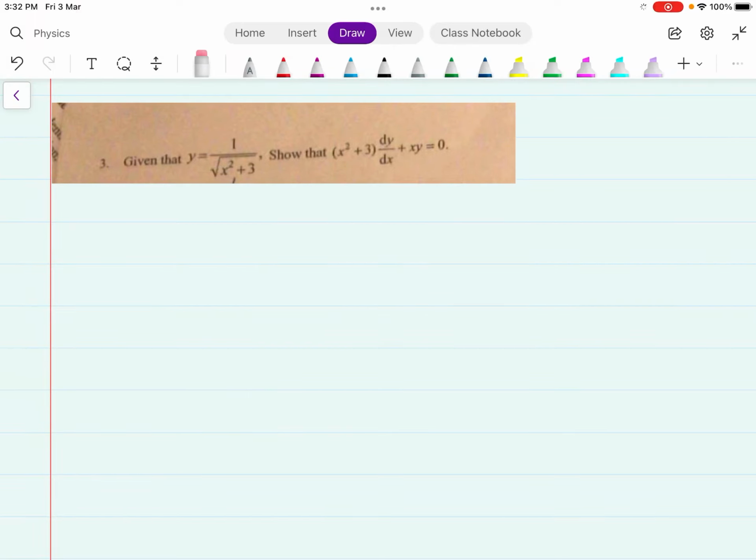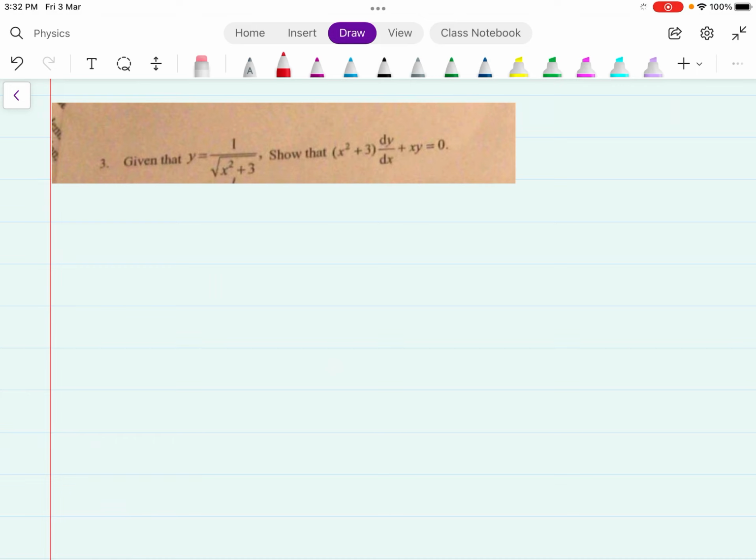Alright, let's go through this differentiation question. Given that y equals 1 over the square root of x squared plus 3, show that (x squared plus 3) dy/dx plus xy will be equal to 0. Okay, so I believe this one is an O-level question. And of course, let's do our differentiation first.